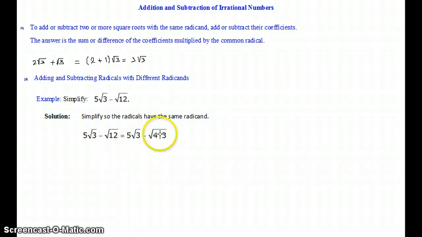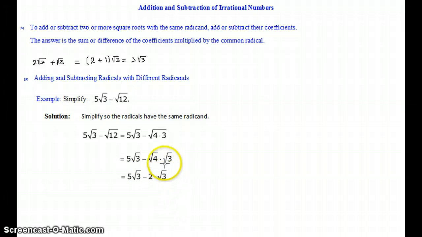12 has a factor that is a perfect square. This is the greatest factor that is a perfect square. So square root of 12 can be expressed as square root of 4 times 3. And now we can apply the product property of radicals. This single square root will equal the product of two square roots, square root of 4 and square root of 3. Square root of 4 is 2, so we get 5 square root of 3 minus 2 square root of 3.